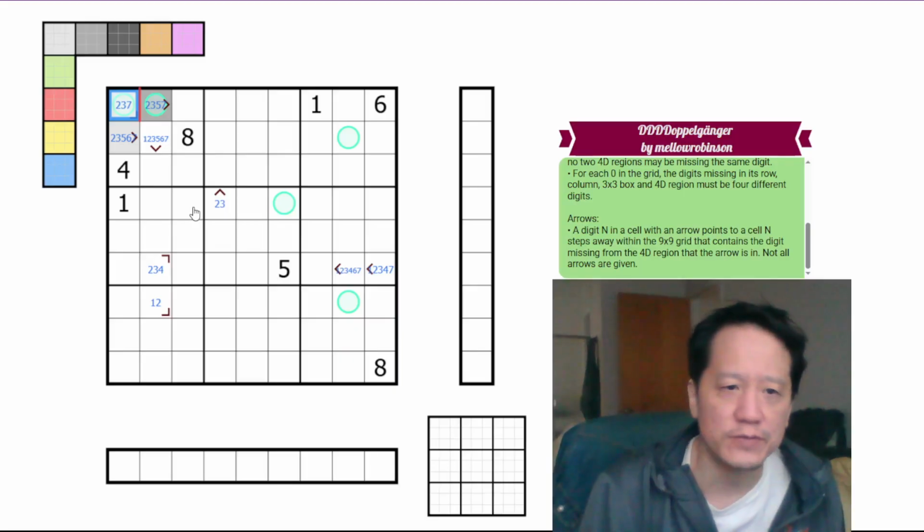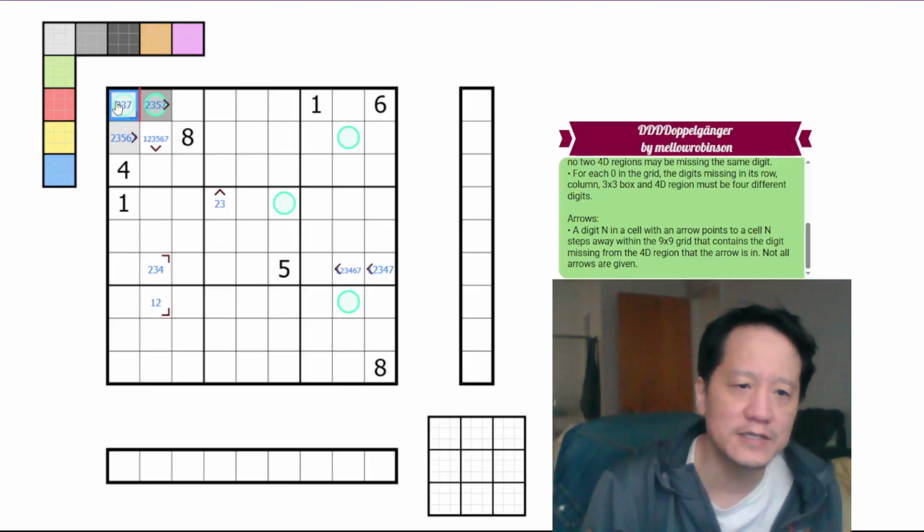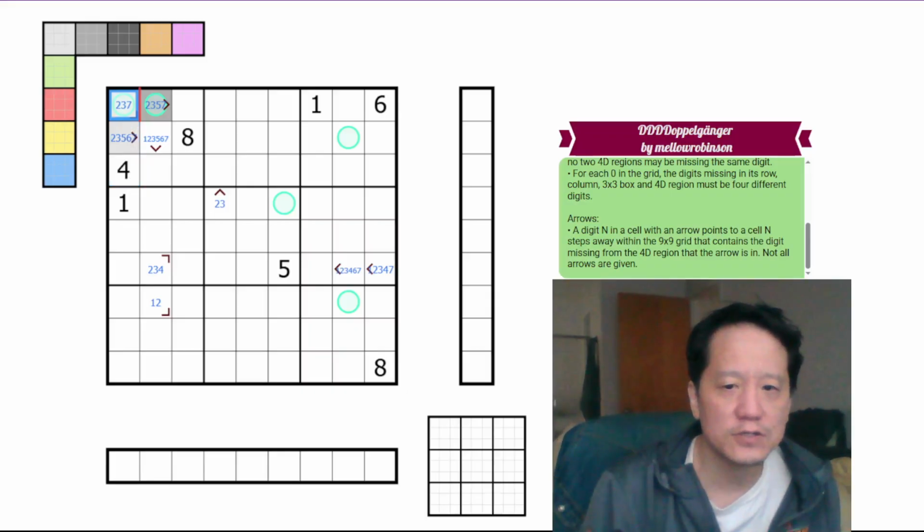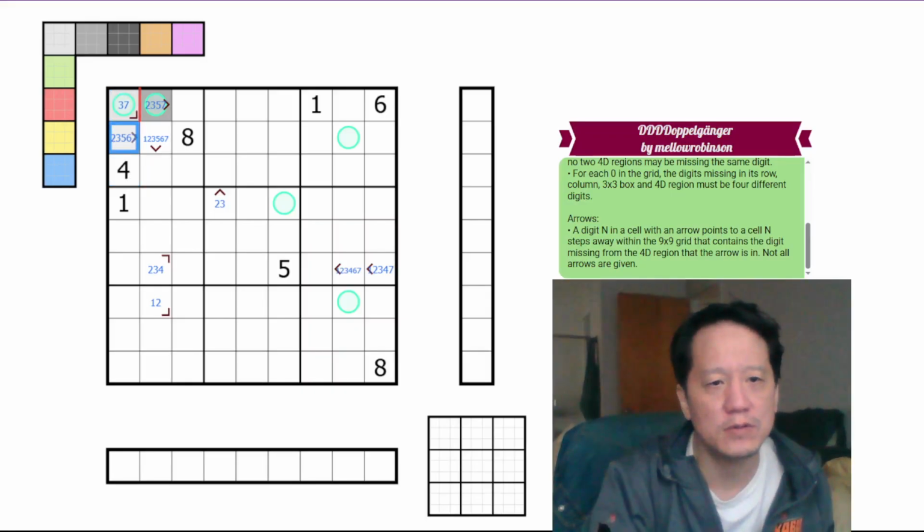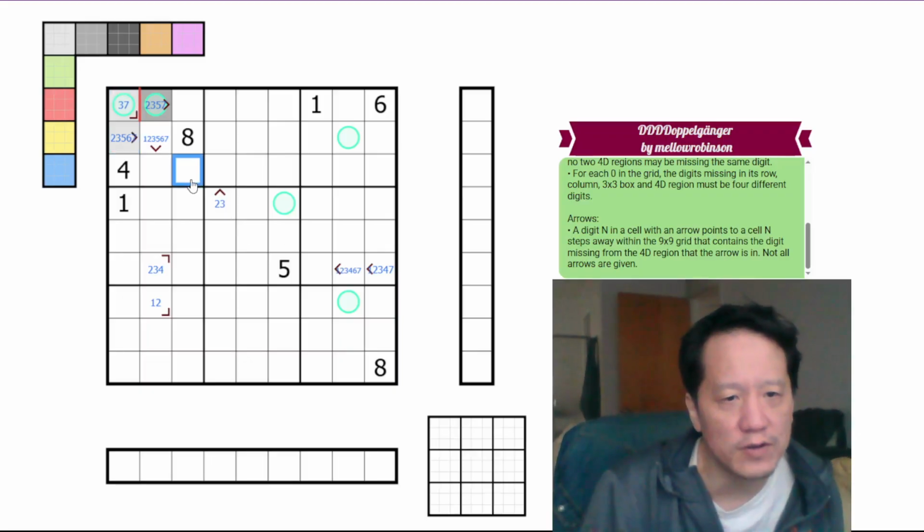This cell, though, has to have at least 3 digits that are in the same region as it, because otherwise it can't get out of the box. So this cannot be 2. So this is 3 or 7. So 3 away would imply that this has to be 2. That's interesting.